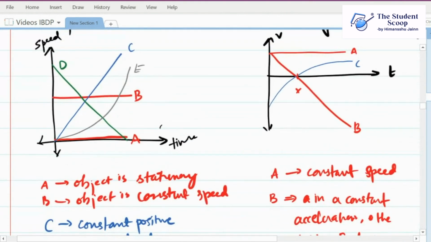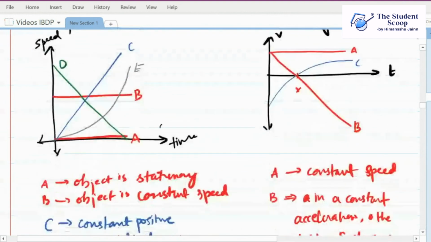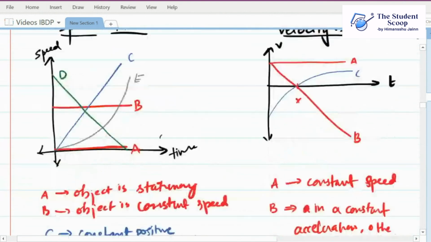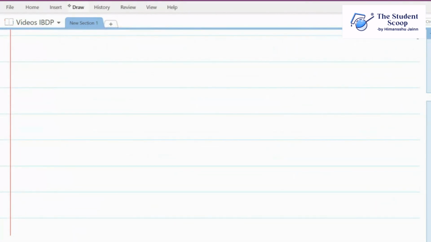Now, what information decides the shape of the graph? The gradient, obviously. Based on what the gradient represents, we can take different graphs and we can draw them. Then one more graph that we can draw is the acceleration versus time graph. I will give you an example of an acceleration versus time graph.